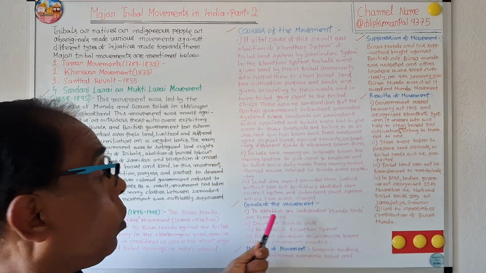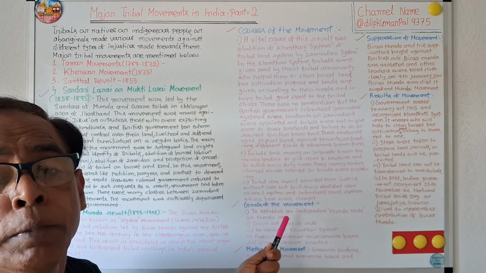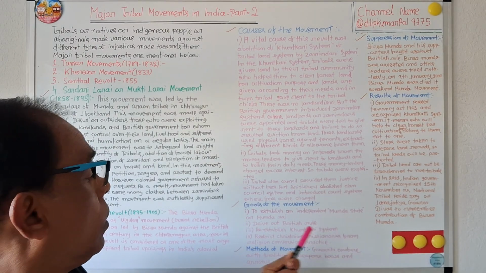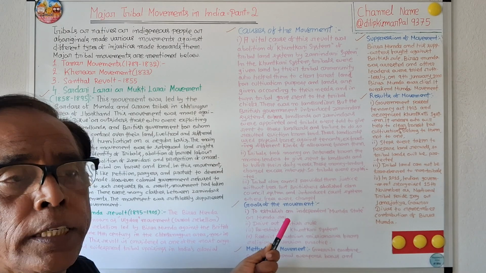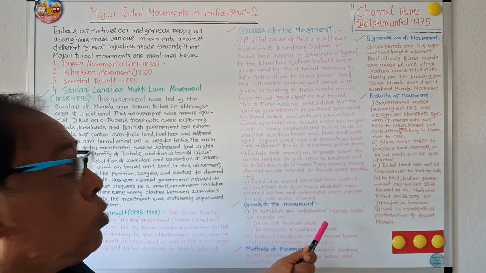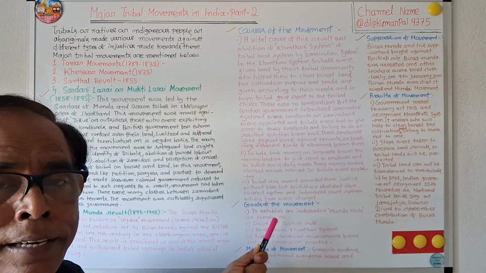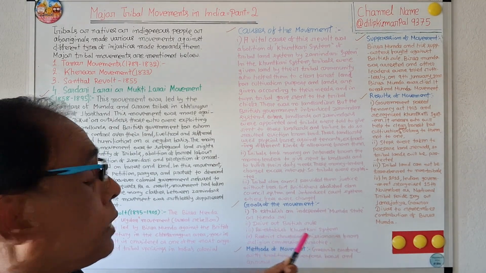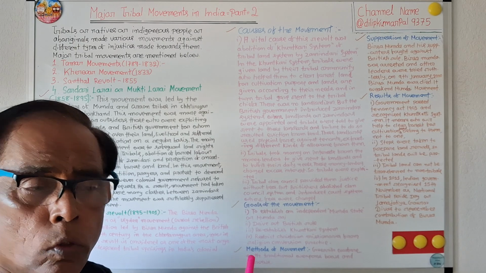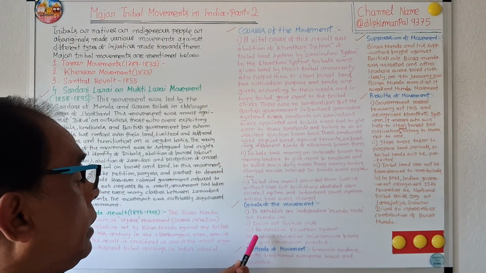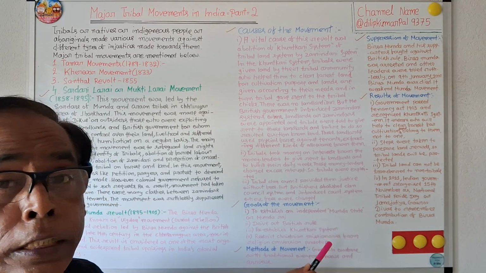Now let's discuss the goal of this movement. What was the goal of the Birsa Munda movement? Number one, to establish an independent Munda state or Munda Raj. The first objective is to establish an independent Munda state or Munda Raj, an independent state for tribal people. Number two, drive out British rule, to kick out British rule. Number three, re-establish the Khunkar system.